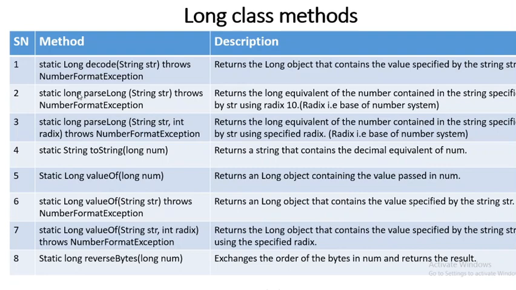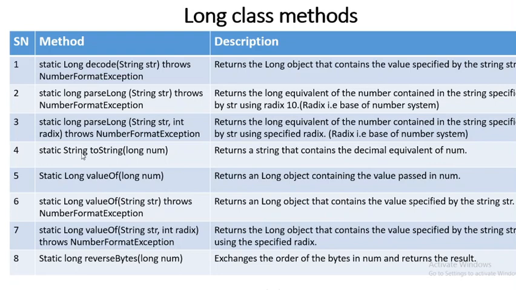Return type is long primitive data type, parseLong(String str). This string str will be converted to the equivalent long value, and if this conversion fails, it will generate NumberFormatException. While doing this conversion, radix is considered as 10 by default. The next method is similar to the second method, only the difference is that here we can specify the radix separately.